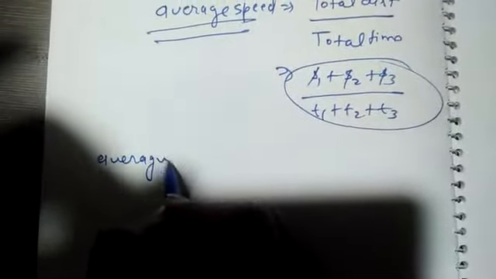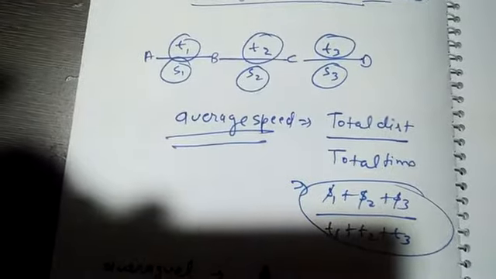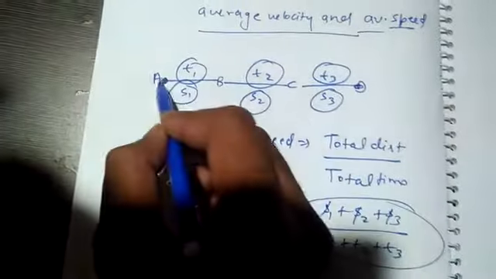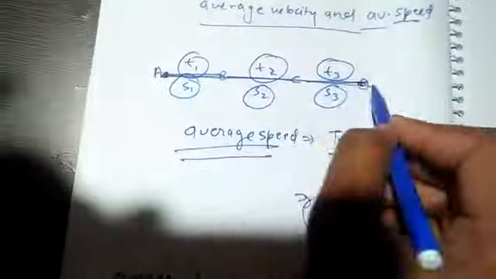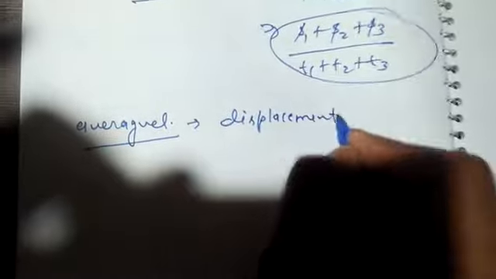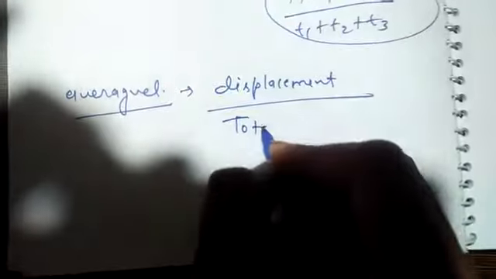And average velocity: you know that displacement is only one, not total. That means the distance from the initial point to the final point, the least distance. That means displacement upon total time.